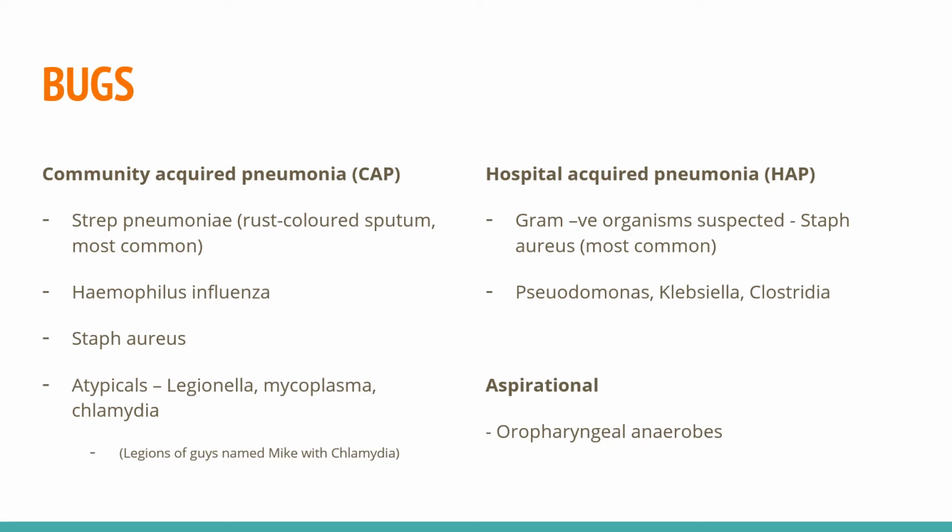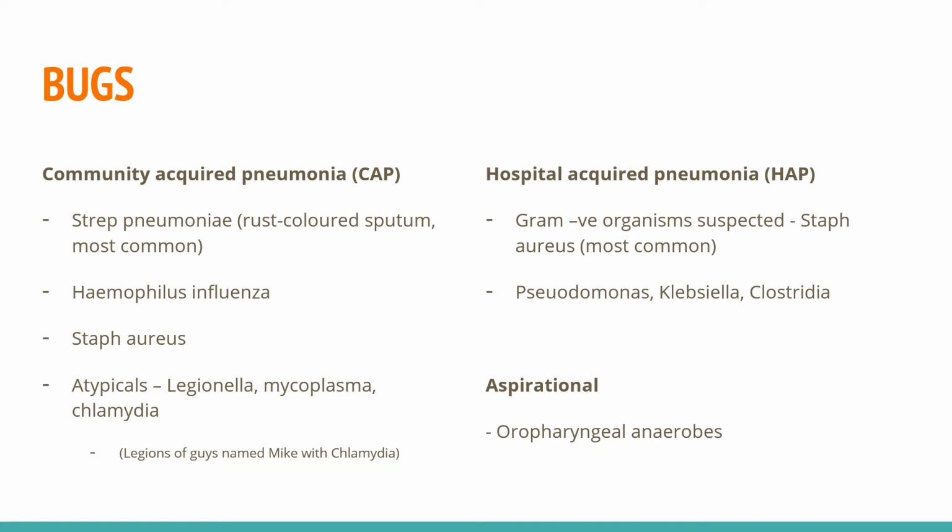Staph aureus, that's more of a hospital acquired, but it can also be acquired in the community. And then you've got some atypicals. Sorry, I should have mentioned that those first three are what we call typical bugs, and I'll go through that in the next slide, I think, or the next few slides.